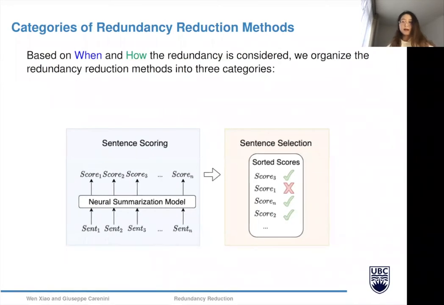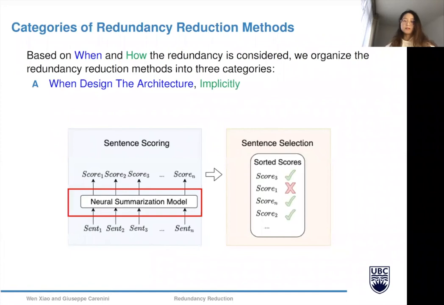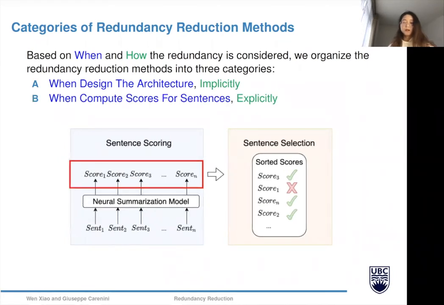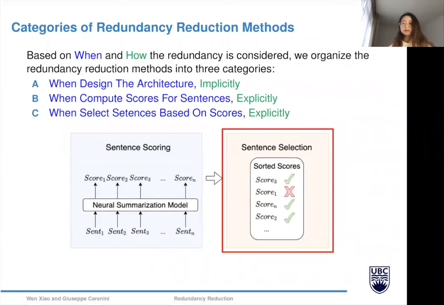Based on when and how the redundancy is considered, we organize the redundancy reduction methods into three categories. First, when designing the neural architecture, we implicitly take redundancy into consideration. And second, when computing scores for sentences, we explicitly consider the redundancy. And third, when selecting sentences, we explicitly deal with redundancy.